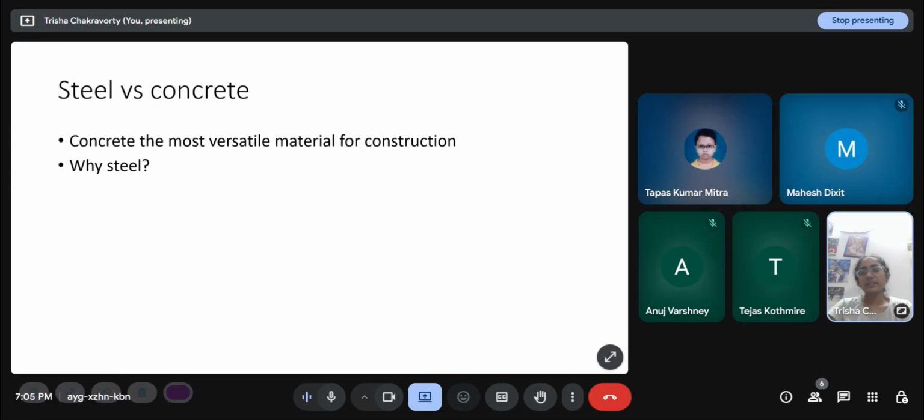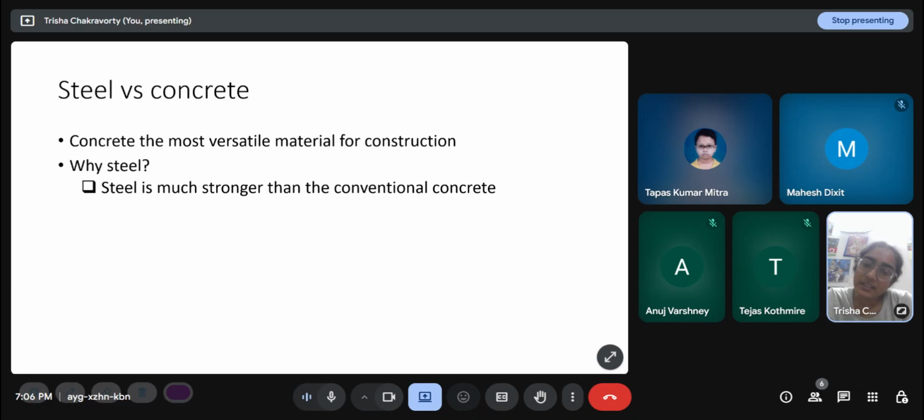Steel versus concrete. Since this is a steel design class, and we know that you would have already had a concrete design class, why would we use steel when concrete is the most versatile material for construction? It is cheap, and it can be cast into any shape. But steel is much stronger than conventional concrete. In compression, steel is stronger, and in tension, steel is of course stronger, because concrete has virtually no strength in tension at all. Steel has a high strength to weight ratio because steel's density is less. For the same amount of steel and concrete, the weight of steel will be less.